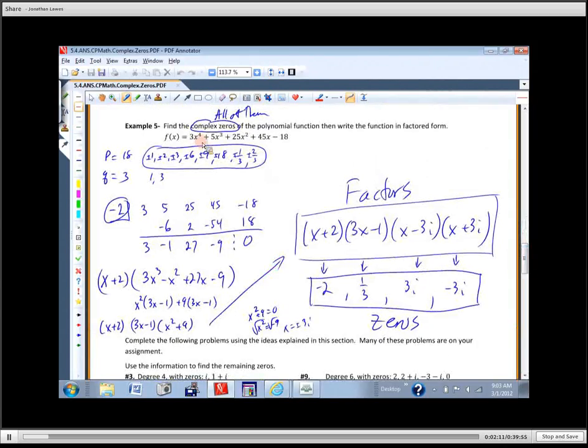And then we did this problem right here. It was a 4th degree polynomial, so we had to find all 4. And when we found all 4, we had 2 real ones and 2 imaginary ones. And these were nice rational ones. They came from our list right there. Okay? Any questions?